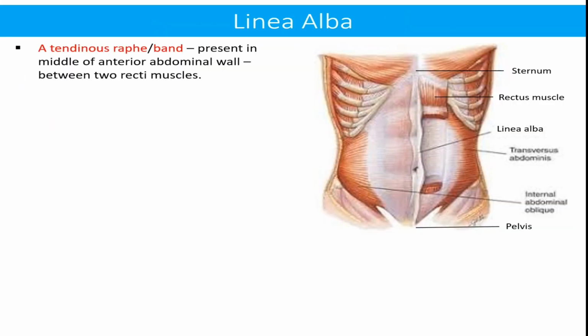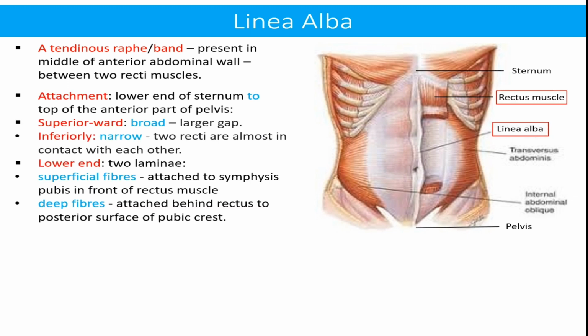Linea alba is the tendinous band present in the middle of the anterior abdominal wall between the two recti muscles. It is attached to the lower end of the sternum above and to the top of the anterior part of the pelvis below. Superiorly, it is broad because of the larger gap between the recti muscles. Inferiorly, it narrows as the two recti are almost in contact with each other.